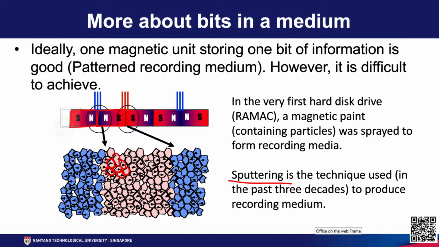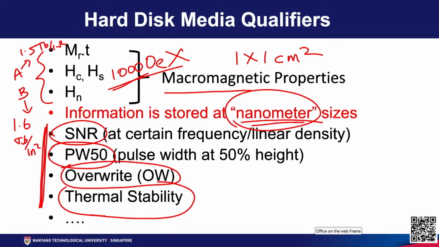So, instead of the one magnet that I described so far, we are using a collection of grains to store one bit. The information is stored in many grains. That is why we have so many other things that we need to look at.